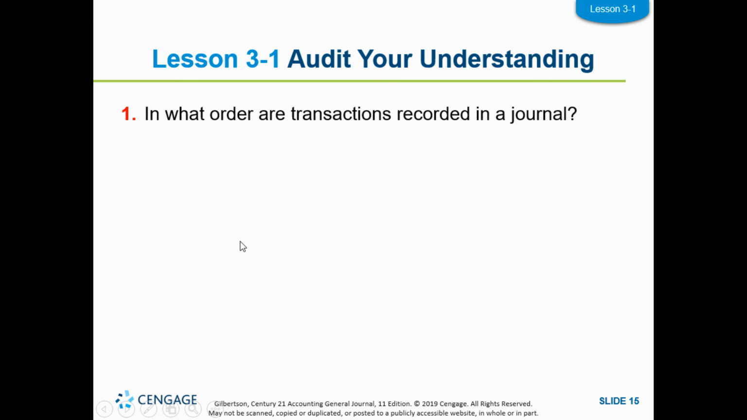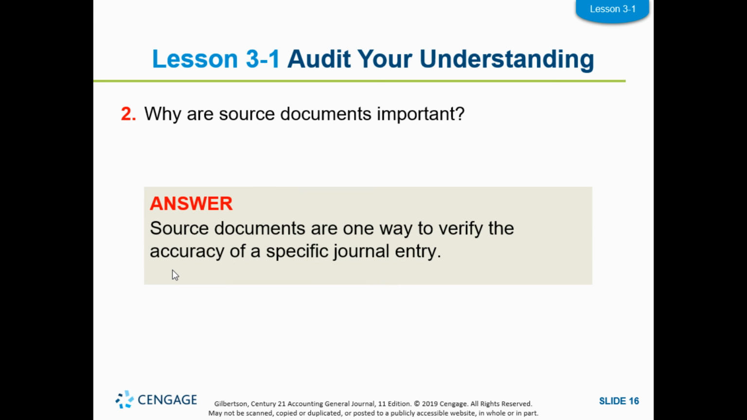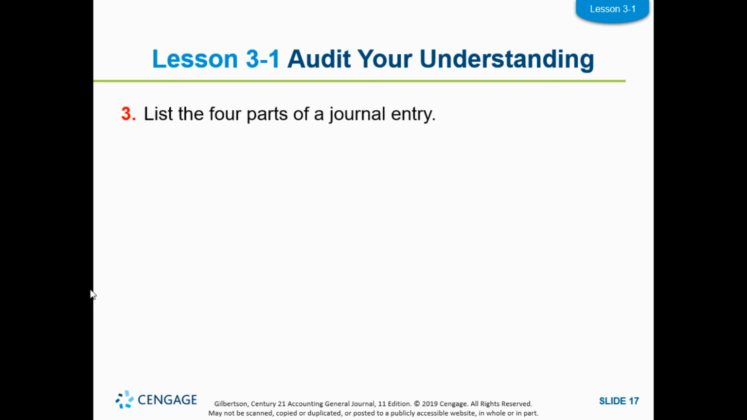In what order are transactions recorded in a journal? Well, in a perfect world, they're recorded by date. Fancy word, chronological. Why are source documents important? You verify the accuracy of a specific journal entry, but really they're also important, again, as a record in case you get audited on, let's say, your income taxes, which is very possible. All right, just keep that in mind.